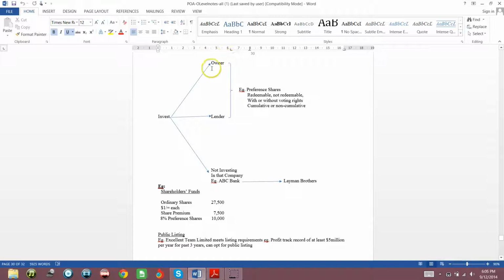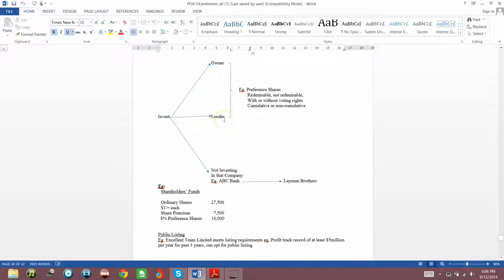There's a group who are the owners of the company. So who are the real owners of the company? The ordinary shareholders are the real owners of the company. Then in between, we have preference shareholders. Then after that we have lenders.